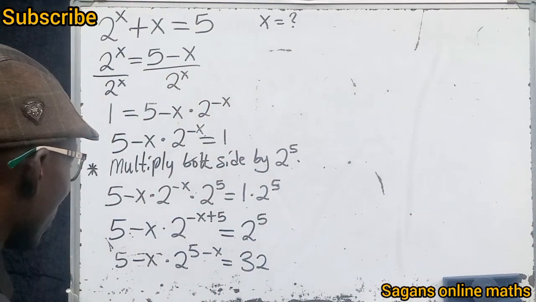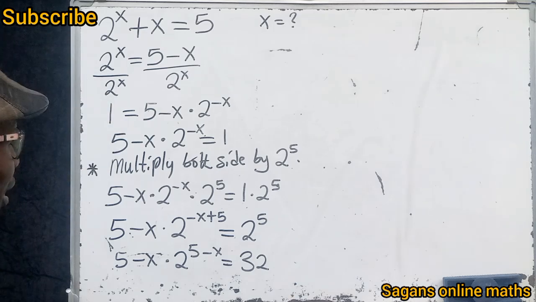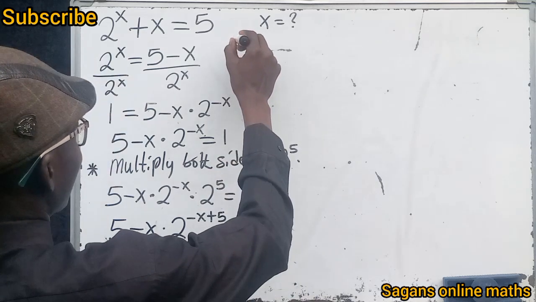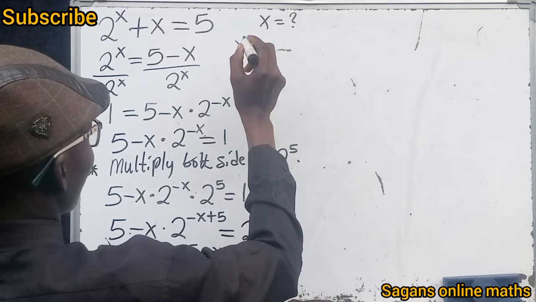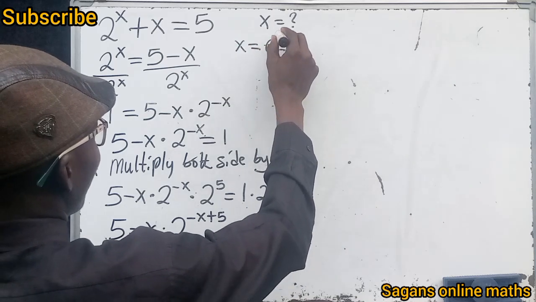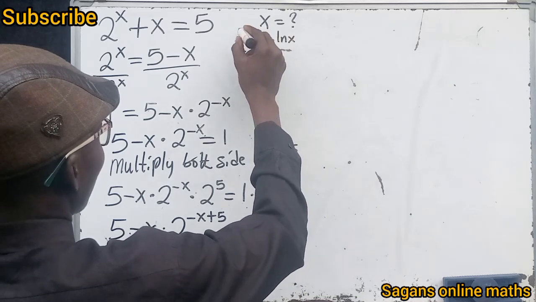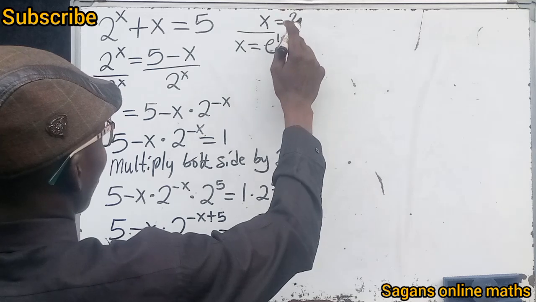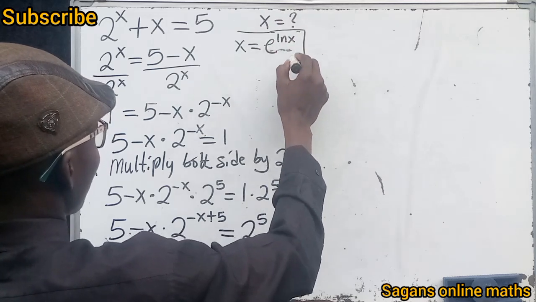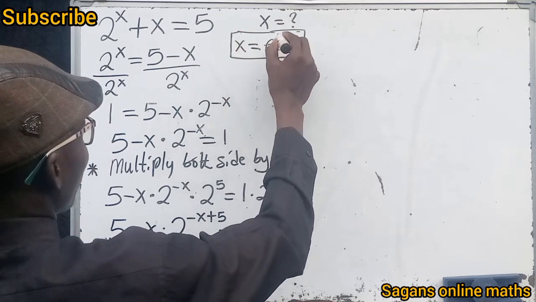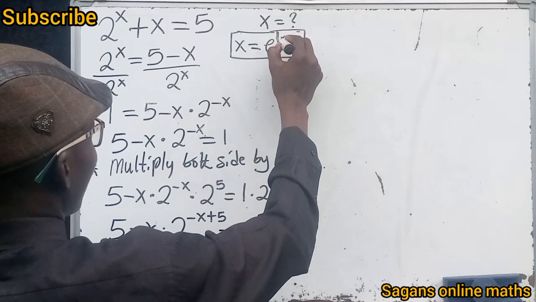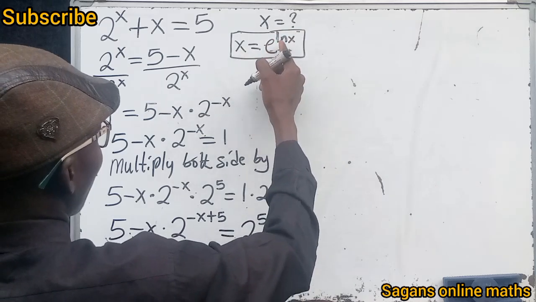Very simple. Now look at what you're going to do. I want you to understand that x is equal to e raised to the power of ln x. This is one of the properties of logarithm, or this is when we say natural logarithm. It's very, very simple and helpful when solving problems. Note that x is equal to e raised to the power of ln x.